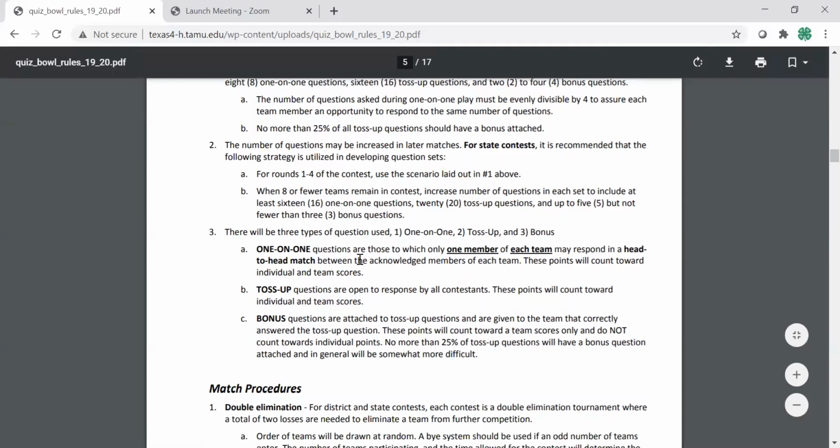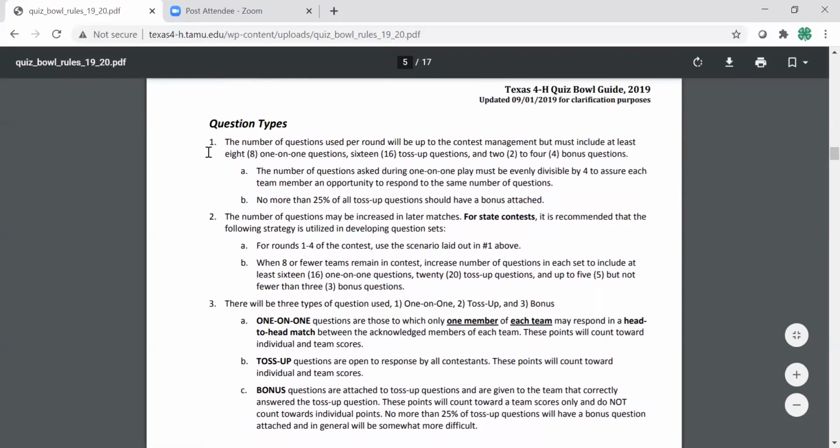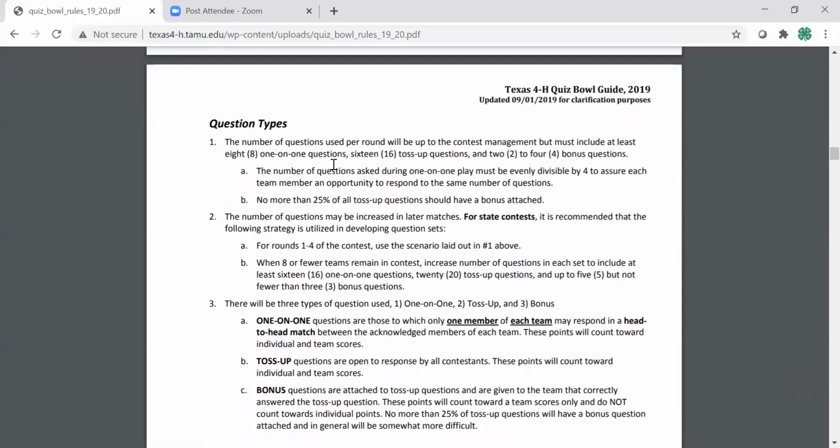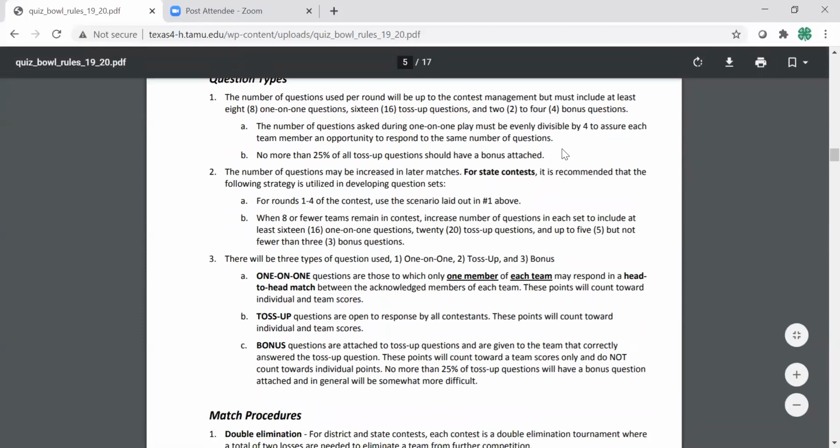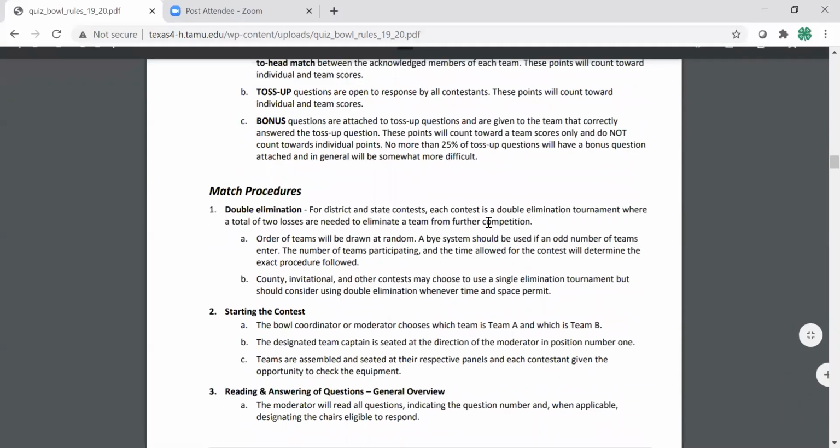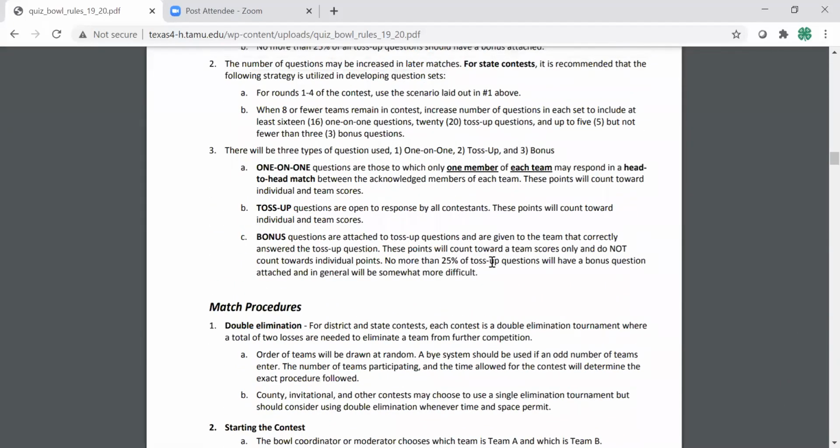After one-on-one, we go into toss-up. There are usually about 16 toss-up questions. It says it up here. There are 8 one-on-one questions, because we're going through the team twice, about 16 toss-up questions, and 2 to 4 bonus questions. The bonus questions are attached to the toss-up. Before we ask a toss-up question that has a bonus attached, we'll let you know. We'll say, this question has a bonus attached.